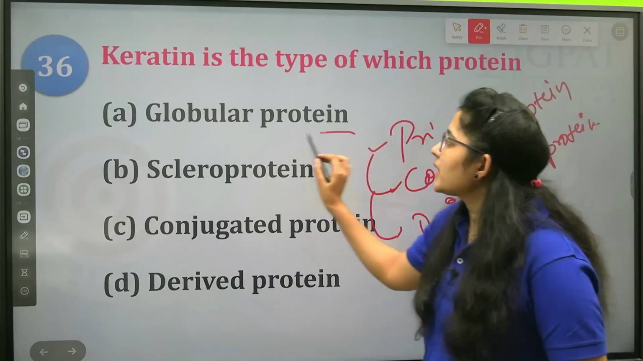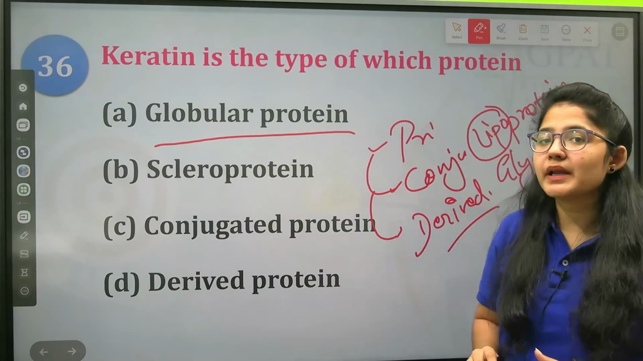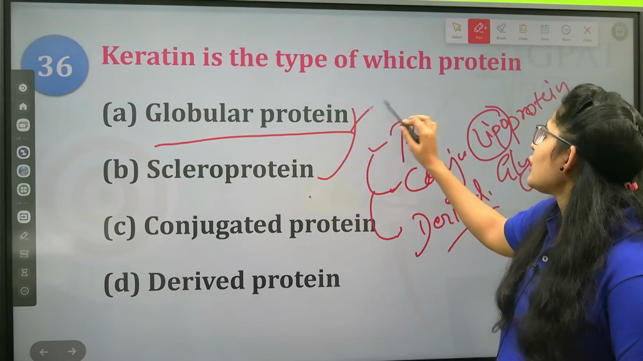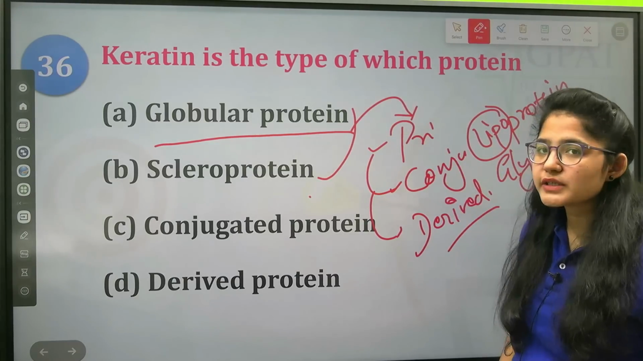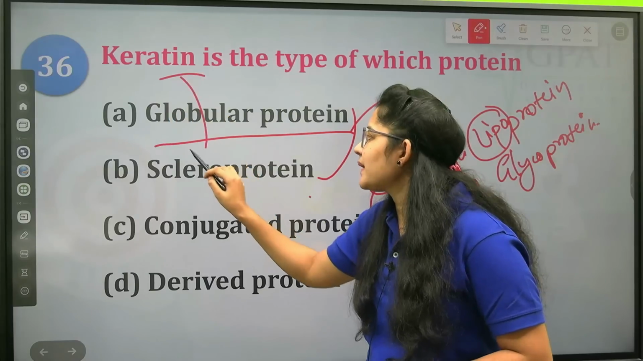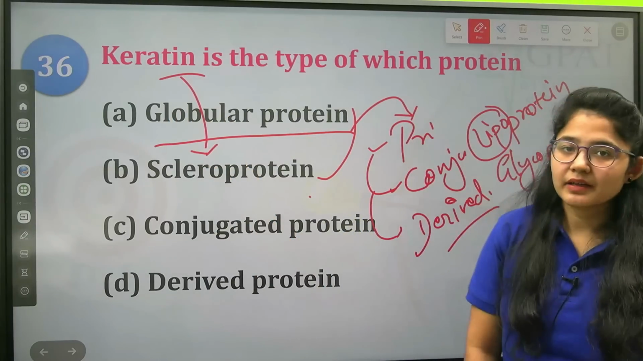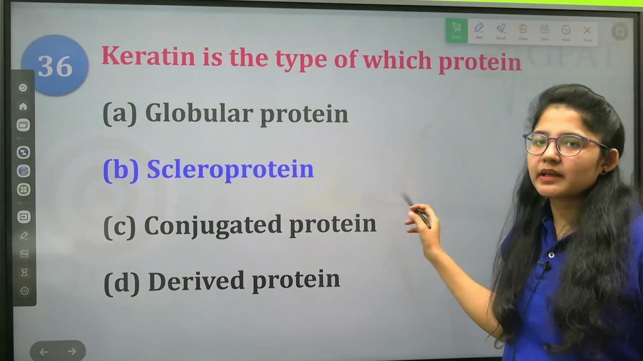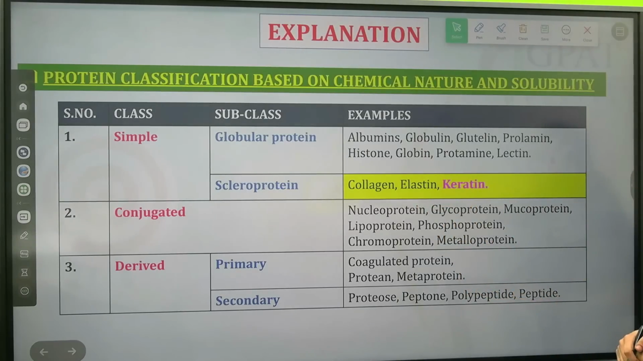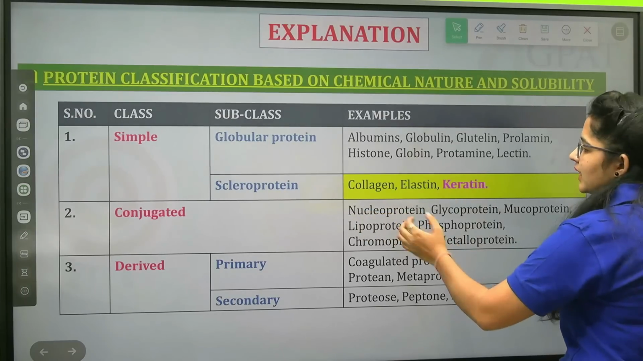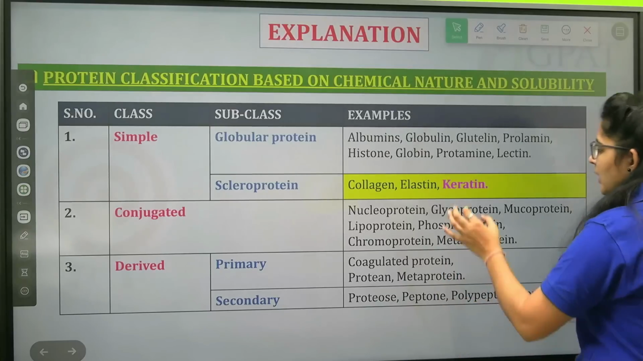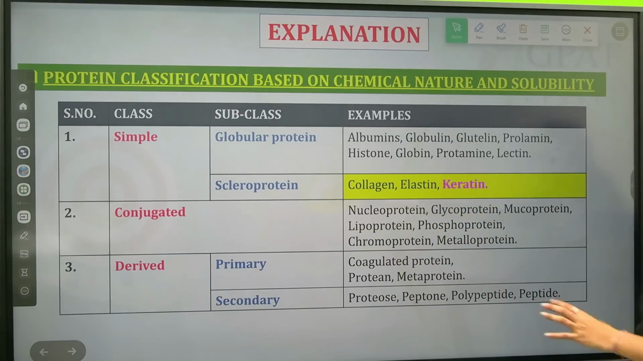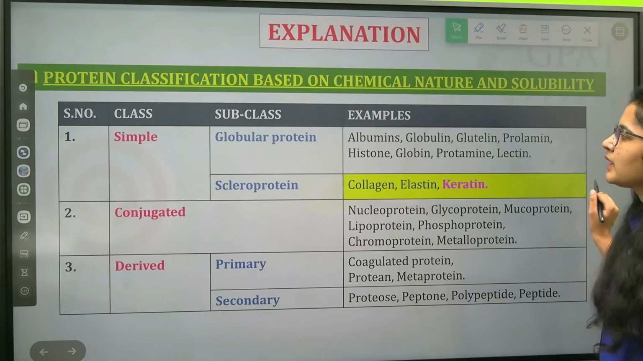Now the globular protein and scleroprotein are examples of primary protein. Also, keratin is an example of scleroprotein. Clear? Keratin is an example of scleroprotein. This is the chart. You can take a screenshot to remember. Look: nucleoprotein, nucleus group, non-protein prosthetic group, glyco group, muco group, lipid group, phosphate group. Clear? Metal group. Okay. Next question.